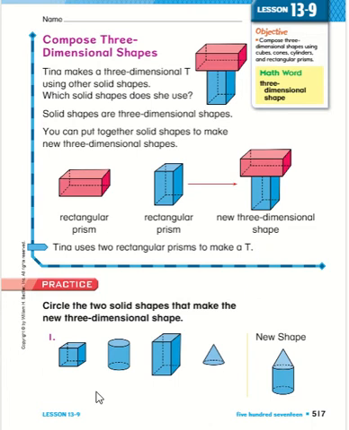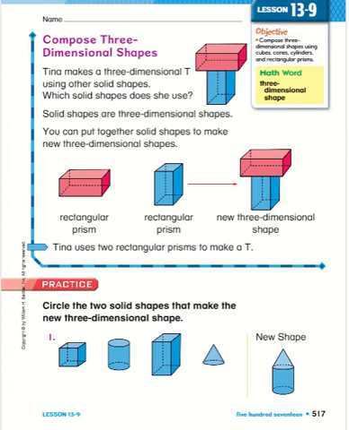So let's look down now at the bottom where it's the practice area, and it says circle two solid shapes that make the new three-dimensional shape. So these are the shapes we have to choose from, and if we look here, this is what they are wanting us to build. So if I look at these two shapes, it looks like I have a cylinder here and then a cone resting on top. So you're going to circle the cylinder and the cone. Those are the two shapes that you would use to build this new shape.